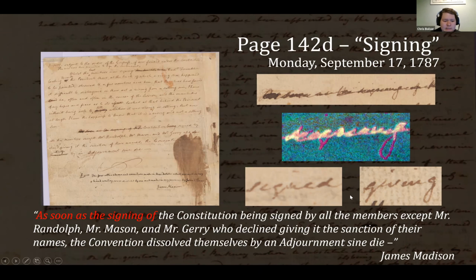So in this case, as soon as the signing of the Constitution being signed by all members except for the three famous, Mr. Randolph, Mr. Mason, Mr. Gerry, who declined, they basically resolved the convention. And the reason why the three did not sign it apparently was because they were not happy that the Bill of Rights wasn't included in the Constitution.